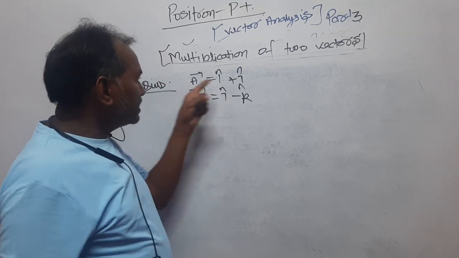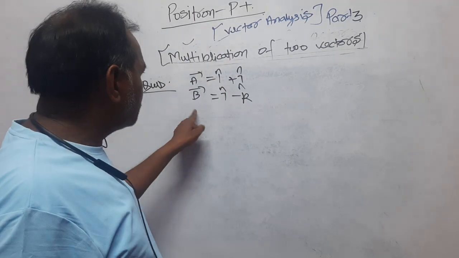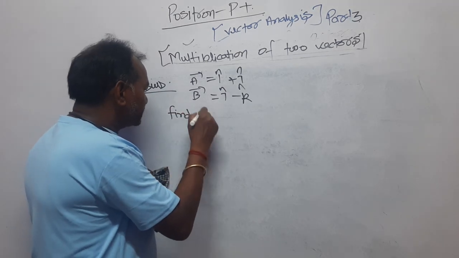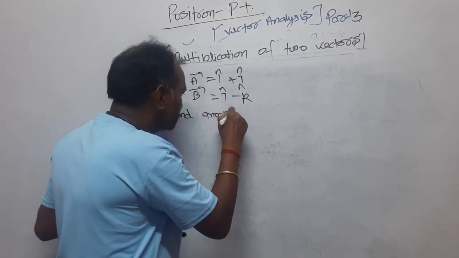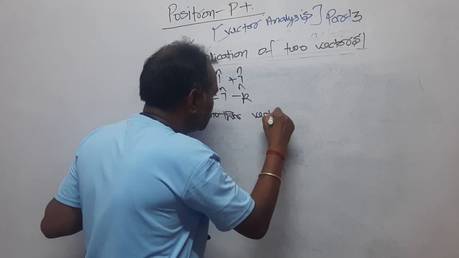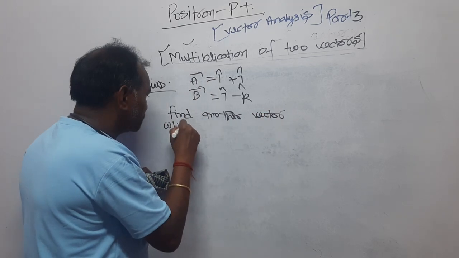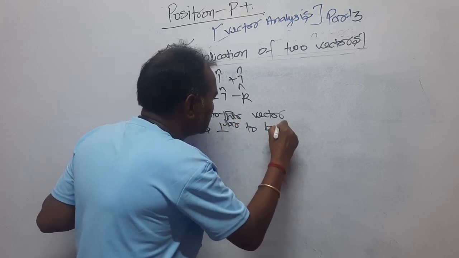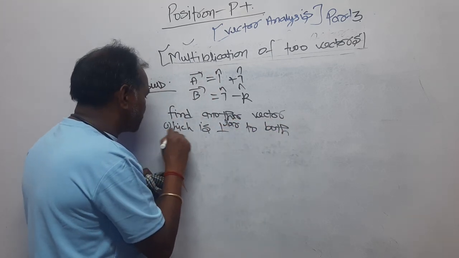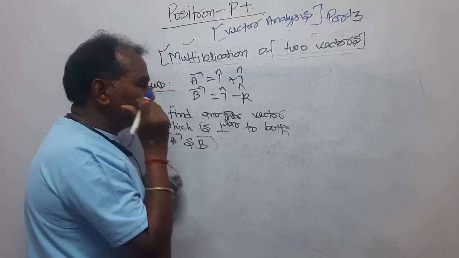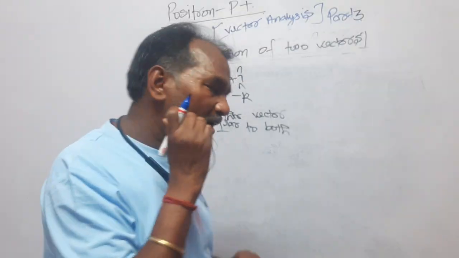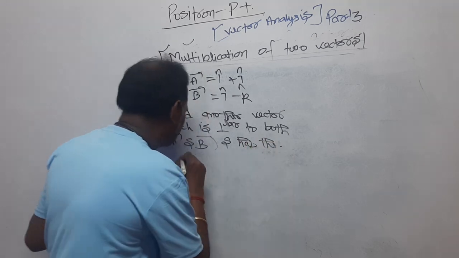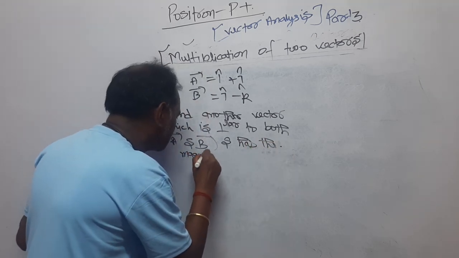The problem is vector A is equal to i cap plus j cap and vector B is equal to j cap minus k cap. The question is saying to find another vector which is perpendicular to both vector A and vector B, and has the magnitude 2.